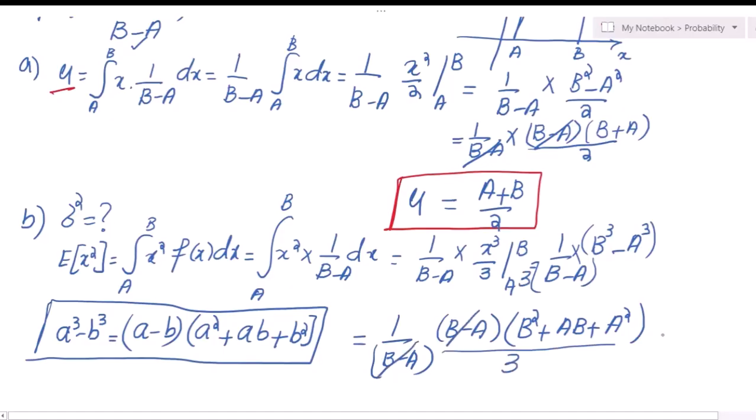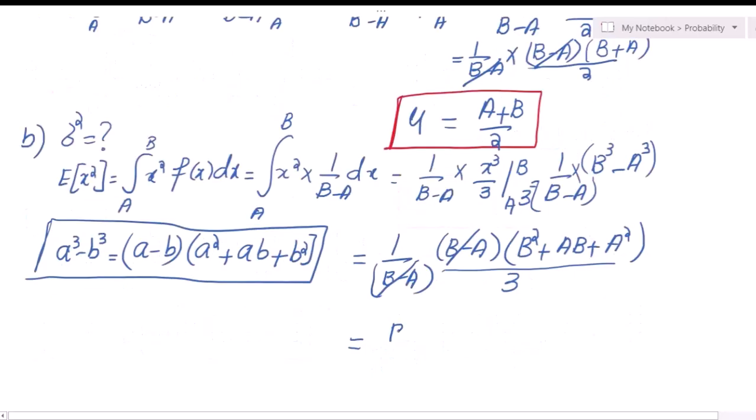So ultimately we would get the answer: b square plus ab plus a square, whole divided by 3, and this is the value for E of x square. Okay, so this is what we know now.